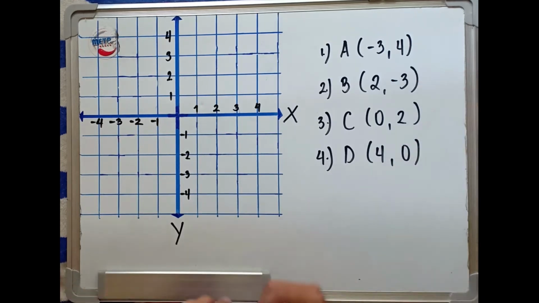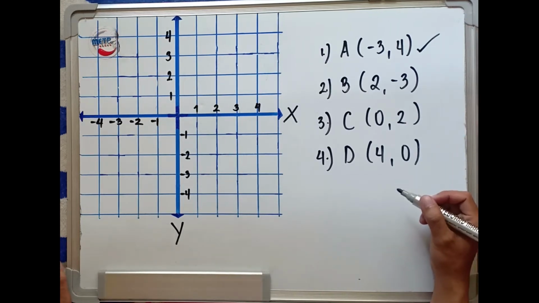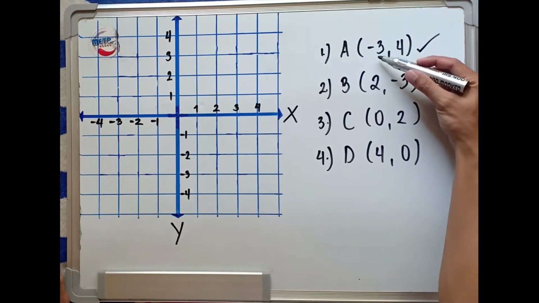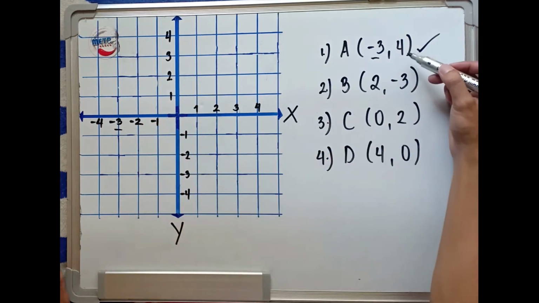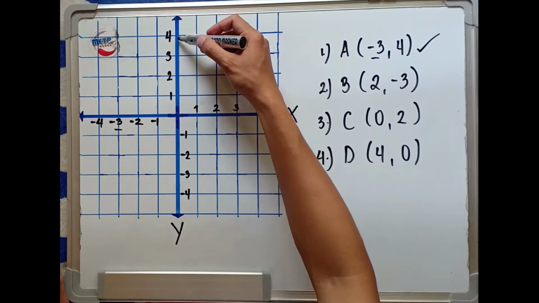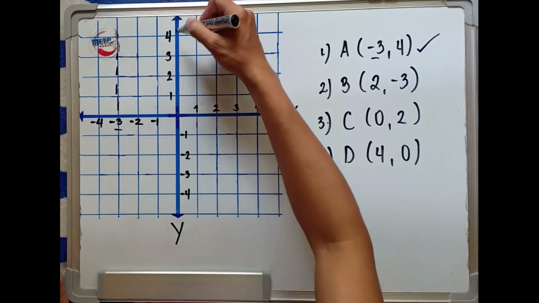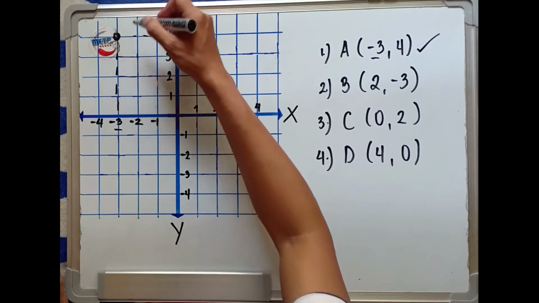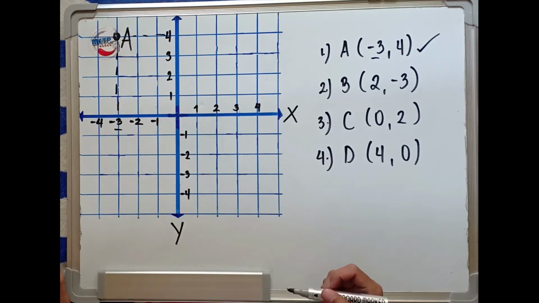Now, let us point A. For point A, the ordered pair is negative 3 for x, so this is your negative 3, and positive 4. This is your positive 4. So negative 3 and positive 4. So point A will be located in our second quadrant.